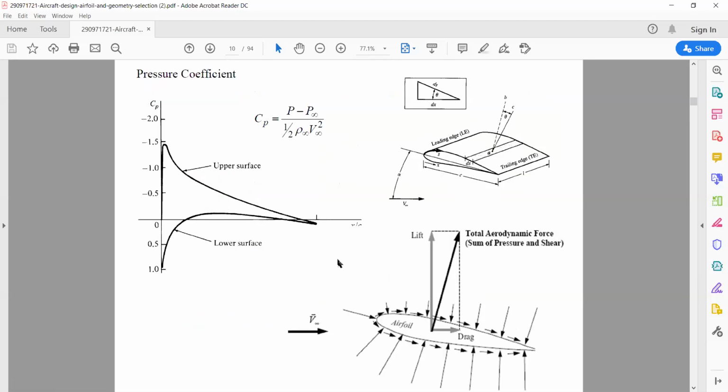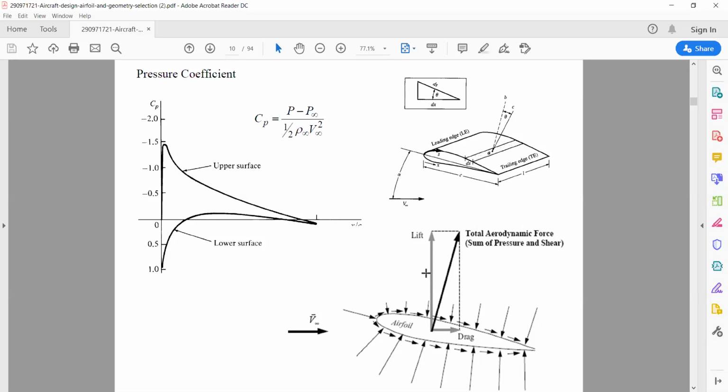Yeah. We can see here this is the upper surface and this is the lower surface, and this is the upper surface and the lower surface. You can see this is called a pressure difference, P minus P infinity over half rho V squared. See here, what does this infinity represent? Infinity is nothing but free stream pressure, free stream density, free stream velocity.